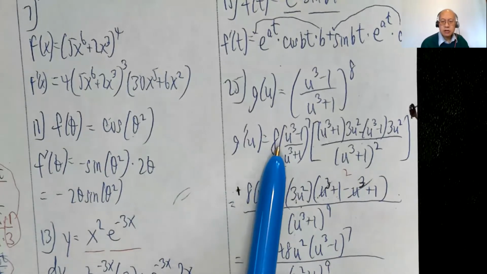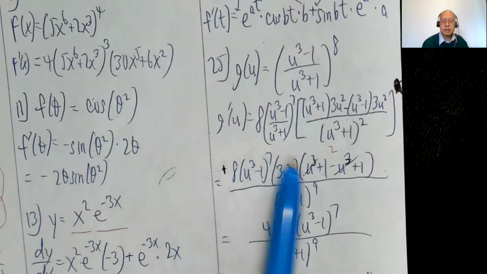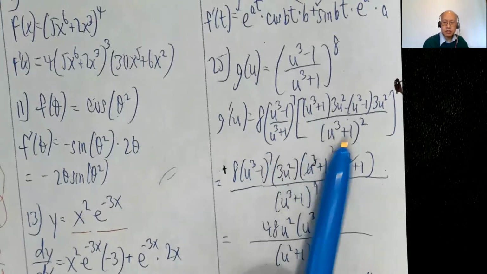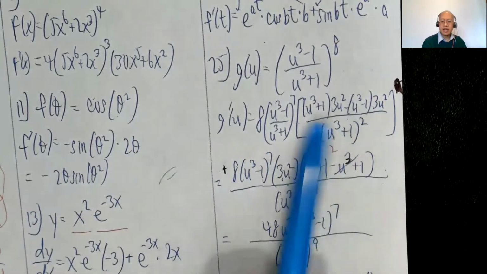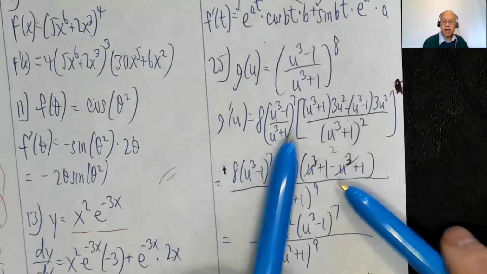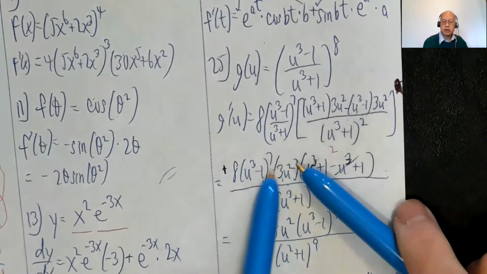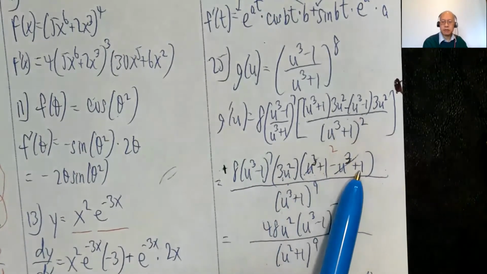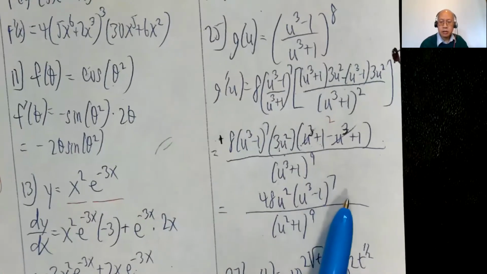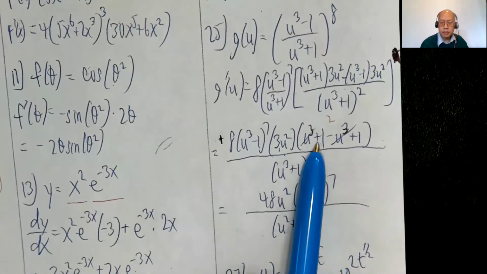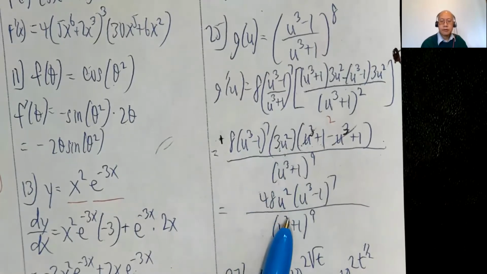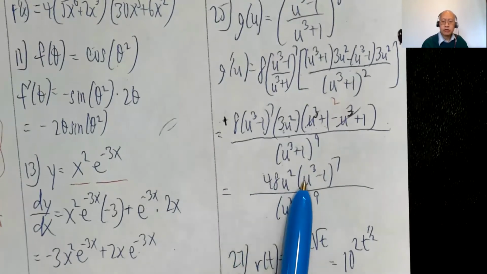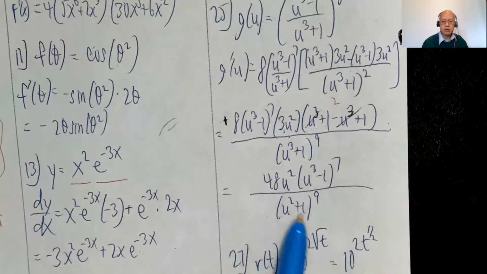Okay, this is 8 times u cubed minus 1 to the 7th power. Ultimately, I have u cubed plus 1 to the 9th. That's u cubed plus 1 to the 7th, and there's another u cubed plus 1 squared, so I have u cubed plus 1 to the 9th. And then I clean up the top. So what do I have? I'll factor out the 3u squared. So 3u squared comes out. I have u cubed plus 1 minus u cubed minus a minus 1, which is plus 1. Looks like u cubed cancels out. So I have 1 plus 1 is 2, times 3u squared, and then times 8. So 48u squared, u cubed minus 1 to the 7th, all over u cubed plus 1 to the 9th power.